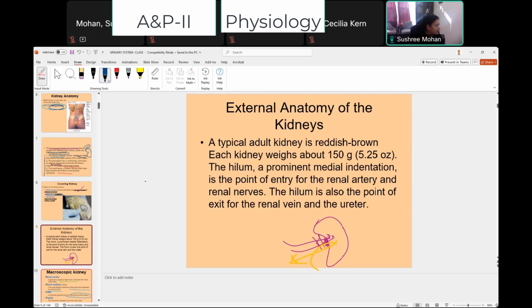so here's the kidney, and this point is the hilum. And why is it called hilum? Because it is the point of entry for the renal artery and the renal nerve and the renal vein. So entry of the artery, exit of the vein, and the nerves also entering. So that junctional point is the renal hilum.